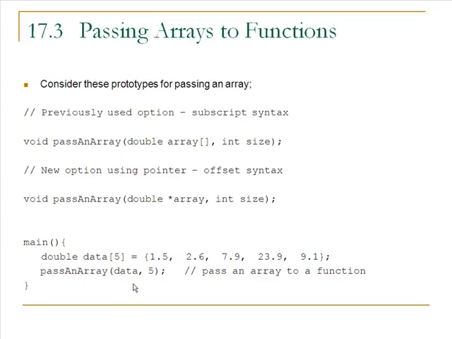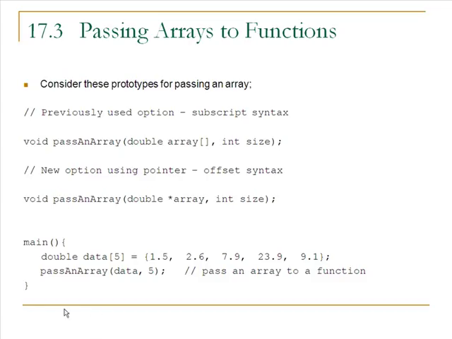Now that we know that the name of an array is a pointer, we can use a different syntax, and we can say when we pass an array, what we're passing is a double pointer. So this new syntax, this new option, would work with the exact same call here. What are we passing to the function? We're passing the name of an array, and the name of the array is a pointer to the first element. It's only one number. So this also should explain to you why we have to pass the size of the array along with it.